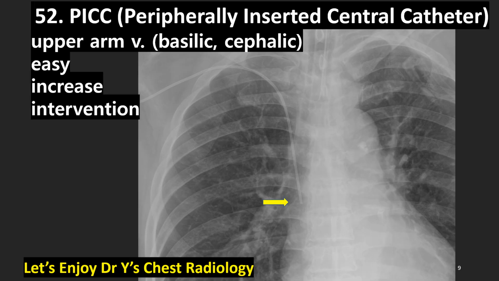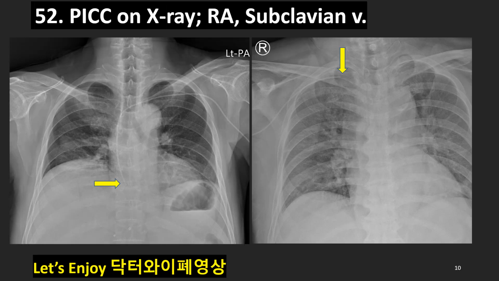PICC, peripherally inserted central catheter, usually through the upper arm, usually from the right side, by a basilic or cephalic vein. It is a relatively easy method and increasing in use, usually done by the interventionist of the radiology department. No good images of PICC on chest X-ray. The left side image shows the tip of the catheter deep in the right atrium, and the right image shows the tip is in the right subclavian vein.